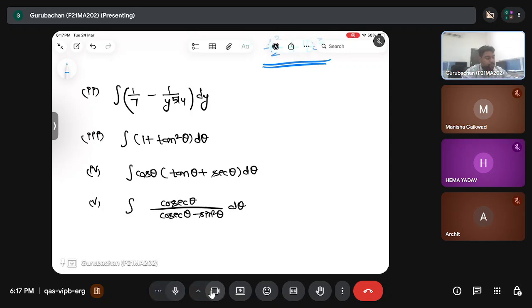Any answers? Sir, for the first one, y by 7 plus 4 times y to the power minus 4 by 4, plus constant. For the third one, tan theta plus c. And for the fourth one, minus cos theta plus constant. And the last one, not able to solve.